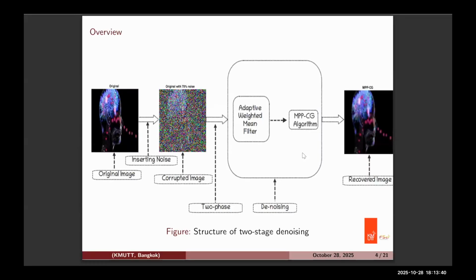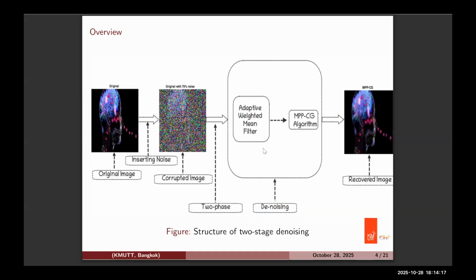What we are going to do in this talk is basically represented in this graph. Imagine you have an image, an original image, represented by this. The first thing you need to do in this kind of experimental setting is to insert the noise. The kind of noise that we are talking about here is what we call salt and pepper noise. In this setting, we have 70% noise inserted into the original image. So this becomes a corrupted image that needs to be fixed. Now the question is, how can that be done?